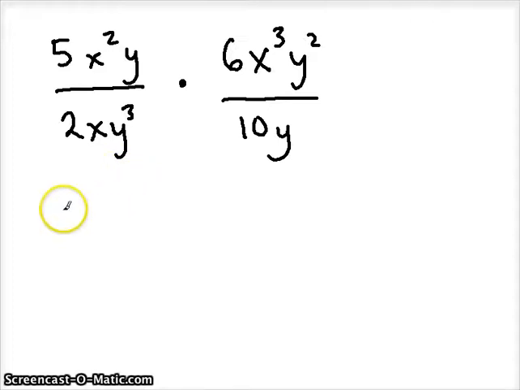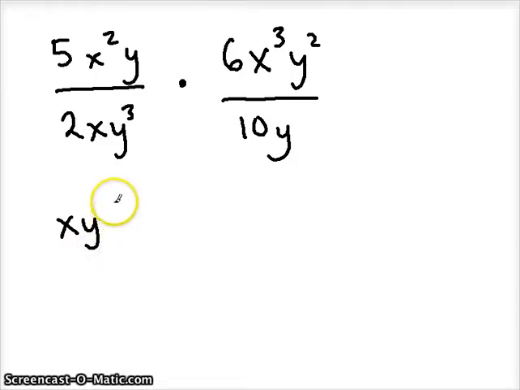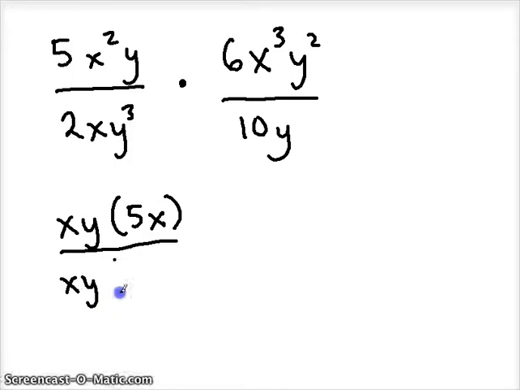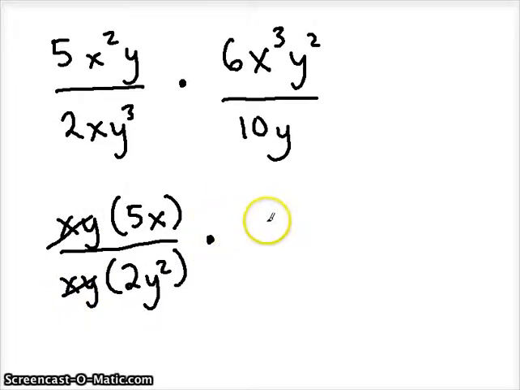So let's see. They both have x's and they both have y's. So I'm going to factor out an xy from the top and bottom here. If I do that, that gives me 5x left over. And on the bottom, if I factor out an xy, that leaves me with 2y squared. And that way we're able to simplify before we multiply. And that generally makes our multiplication much easier.